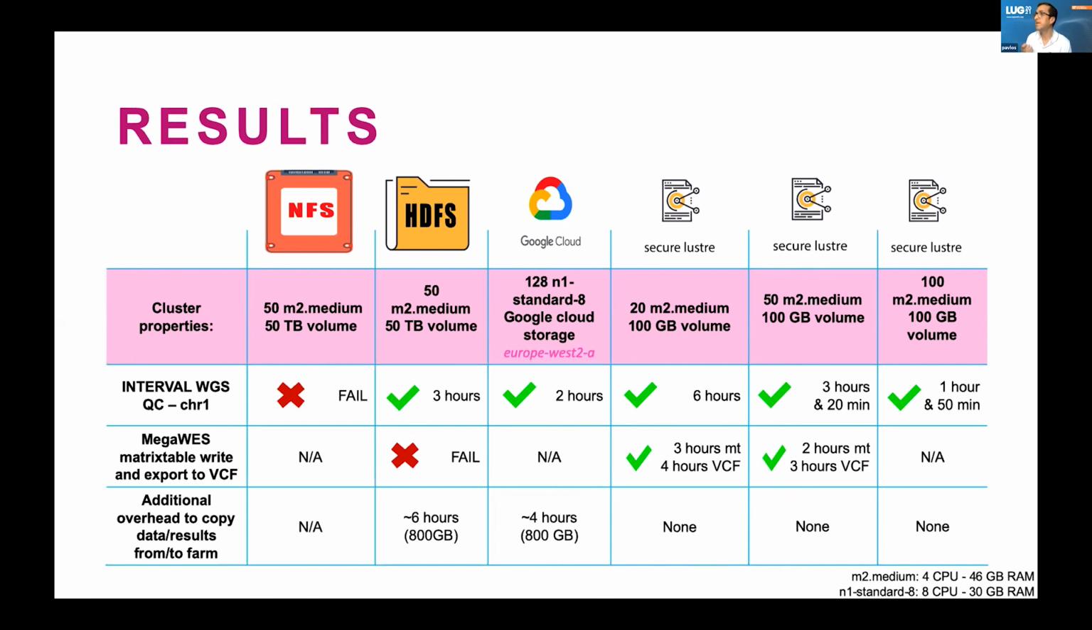It completed in 3 hours to write the matrix table and an additional 4 hours to export the VCF file for the whole exome sequencing. With 50 workers, this was done in 2 hours to export the matrix table and just 3 hours to export the VCF. I didn't run it with 100 workers because the aim here was for me to get the results out, and I wanted to release the resources for other people to use. So you can see that with Secure Lustre, we were able to have consistency and reliability in the Hail projects that we run.